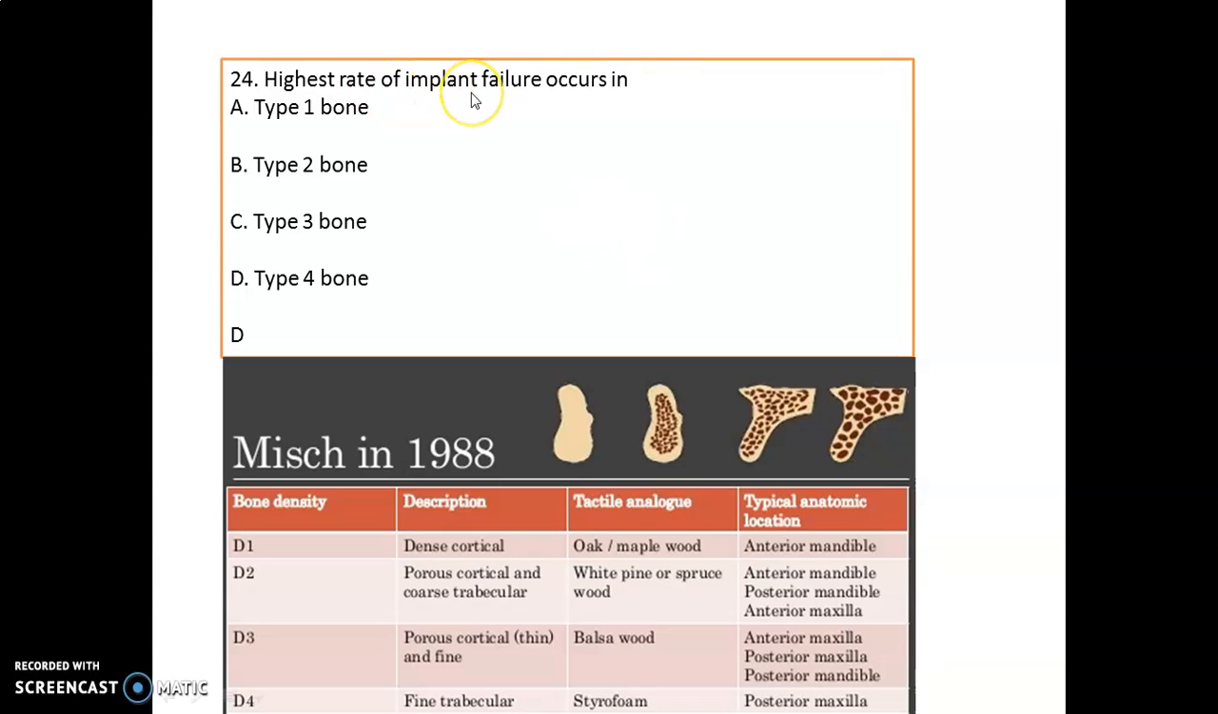Where can we see the highest rate of implant failure? In type 4 bone. Let us see the classification given by Misch. D1 is seen in the anterior mandible. D2 in the anterior mandible, posterior mandible and anterior maxilla. D3 in the anterior maxilla, posterior maxilla and posterior mandible. And D4 in the posterior maxilla.